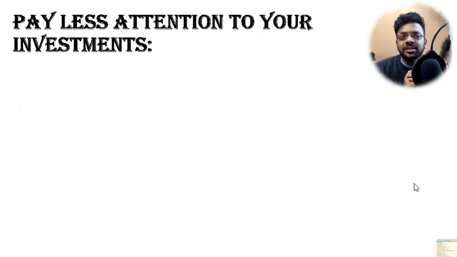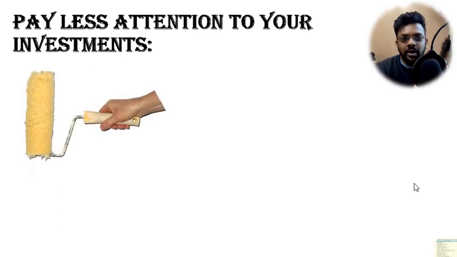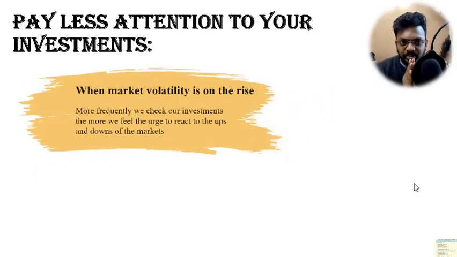And the next advice is pay less attention to your investments. Exactly. Parag Parikh says for investors who do not trade, when market volatility is on the rise, we check our investments more frequently, every now and then, how much they have risen, how much they have gone down. And of course if we see, we will try to react.